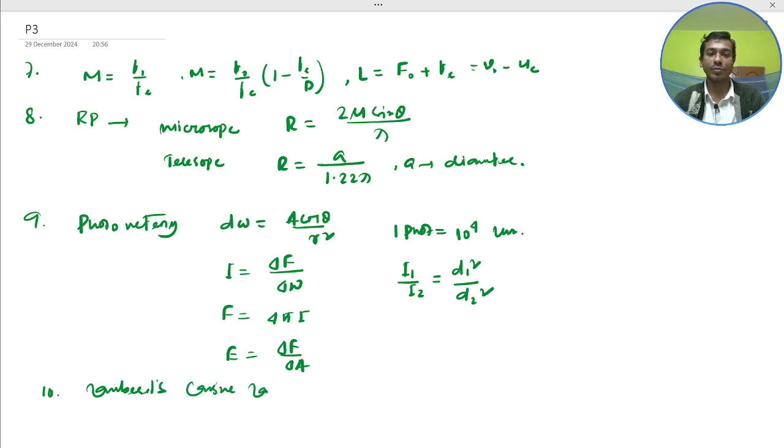Lambert's cosine law, this is the last: E equals I cos theta divided by r squared. I cos theta divided by r squared.